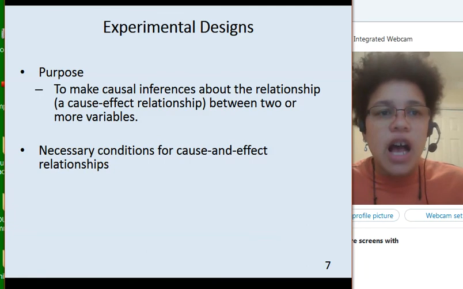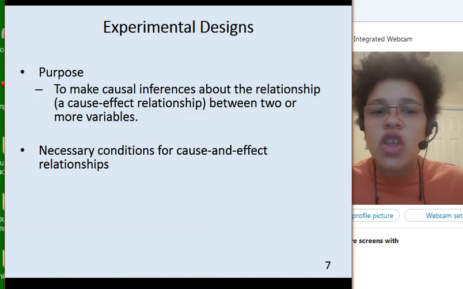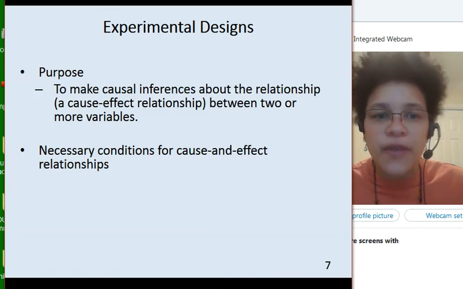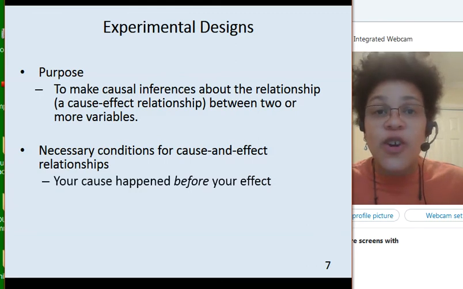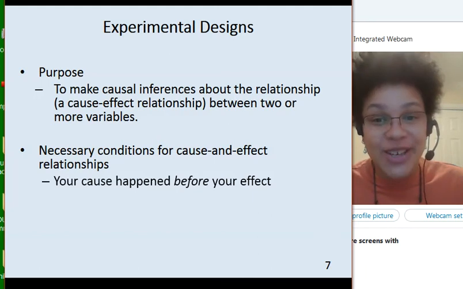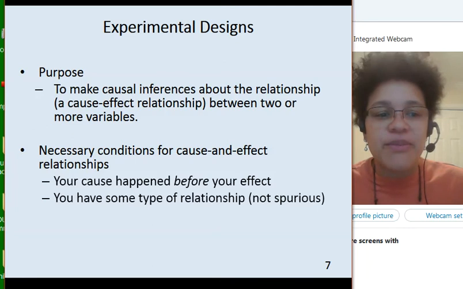Okay. Experimental designs: the purpose is to make causal inferences. You want to establish a cause-effect relationship between two or more variables. And there are certain necessary conditions for cause and effect relationships. First of all, the cause has to happen before the effect. Second, there has to be some type of real relationship.